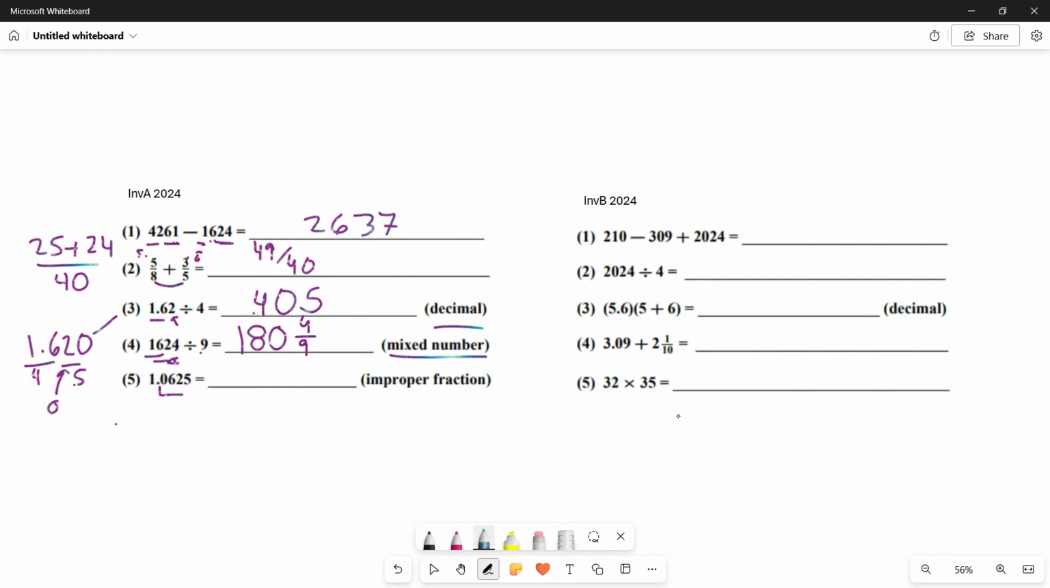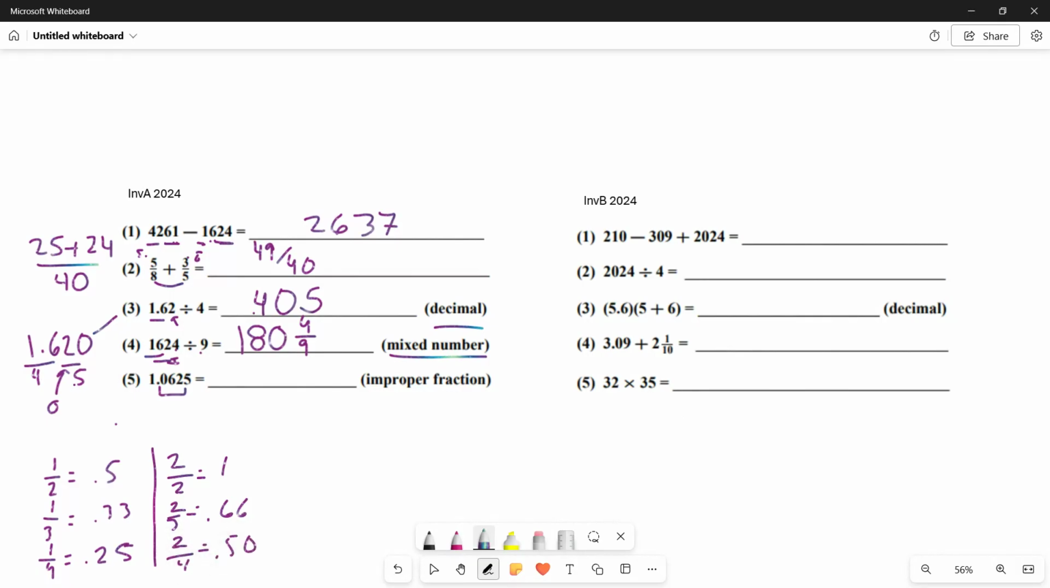Number 5. Now, I recognize this because I've been doing this for a while, but 0.0625 is actually a benchmark fraction. So you have a couple of benchmark fractions. Like you have 1/2 is 0.5, 1/3 is 0.33, 1/4 is 0.25. Like you know some of these already. The reason why we have benchmark fractions is because we can double them. So 2 halves is 1, 2/3 is 0.66666, and 2/4 is 0.5.